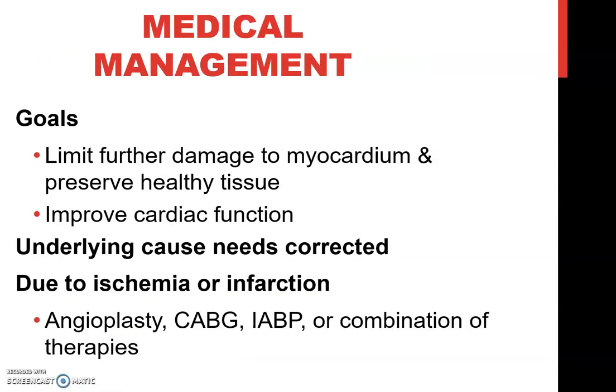So we need to limit further damage to the myocardium and try to preserve what healthy tissue we have. So we need to improve cardiac function so we can get better perfusion. We need to take care of the underlying cause. If it's due to ischemia or infarction, we may need an emergent procedure in the cath lab, such as an angioplasty stent to reperfuse, or we may need to take them to the OR, give them open heart surgery and do a cardiac bypass grafting, or we may need to insert an assistive device like an intra-aortic balloon pump or do a combination of therapies.